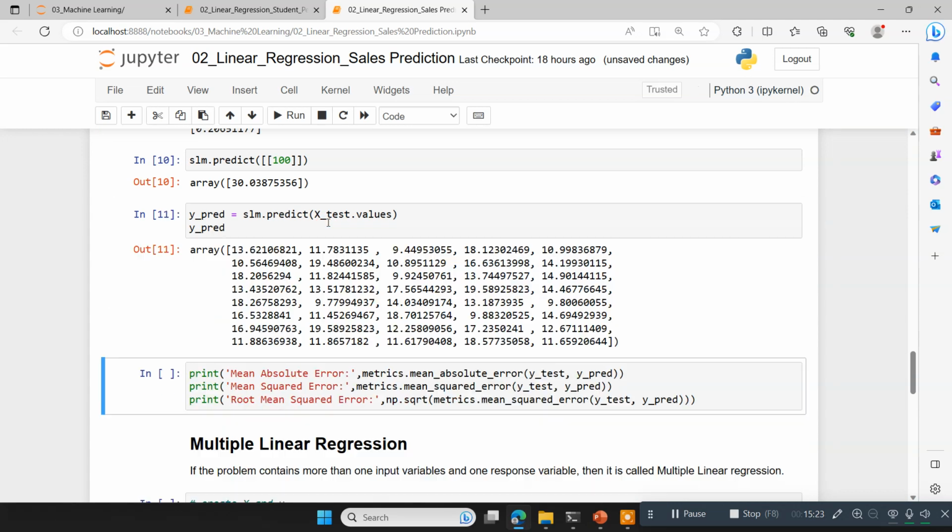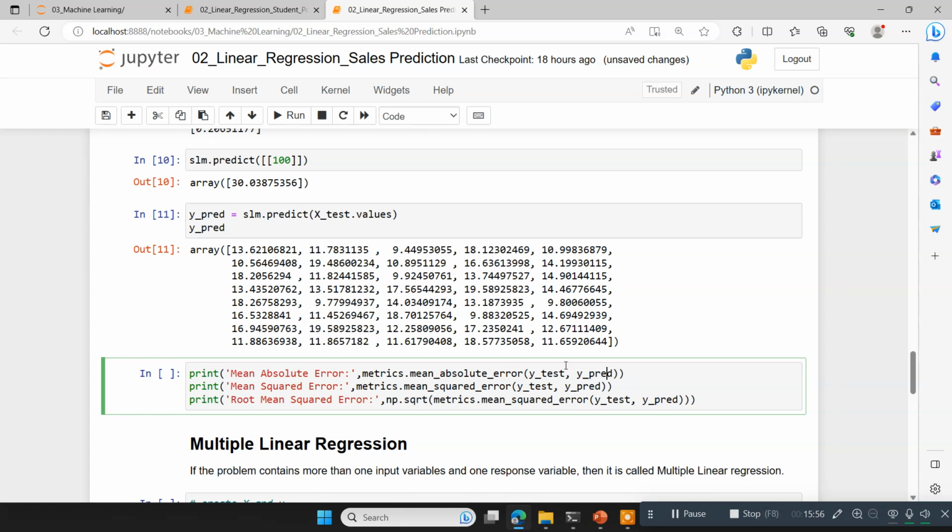Next, making the prediction for this, and every model has to be evaluated. So we are calculating the mean absolute error. We are not doing this manually. We have predefined methods like metrics.mean_absolute_error. Error means, as I explained, the difference between y_test, which is the actual value, and y_predict, which is what the model has predicted. If there is a difference, then we call it error.